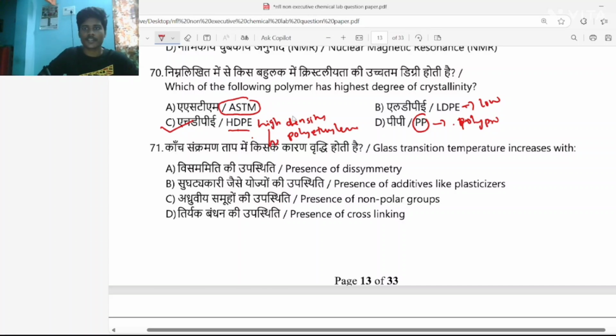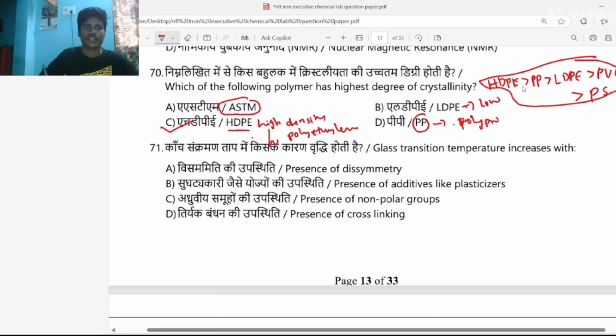But let me tell you the order of degree of crystallinity of some of the polymers, so that it will help you in further exams. The highest is HDPE, followed by PP, then LDPE, followed by PVC, and finally PS, polystyrene. PVC is polyvinyl chloride, and this is the order of crystallinity, right?